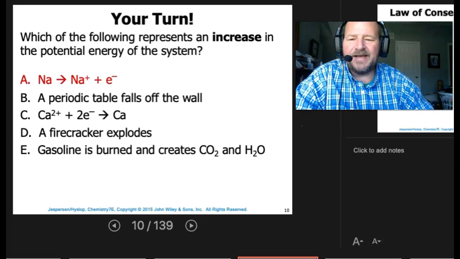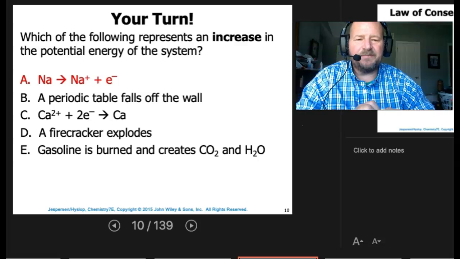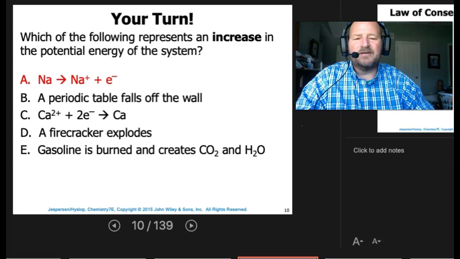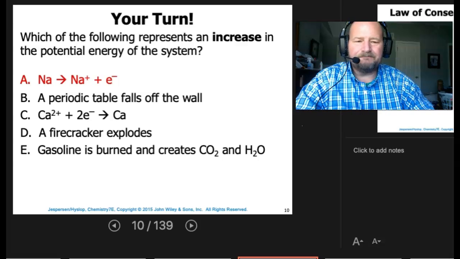Hopefully you've picked A here, an increase in potential energy. We're taking something that's neutral and pulling those opposite charges apart. That's going to increase the potential energy because they want to come together, right?